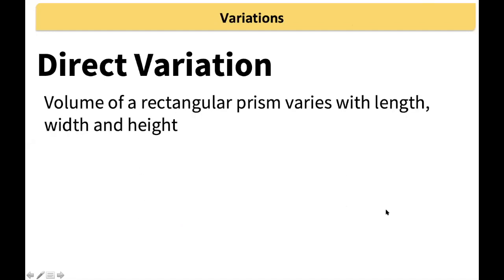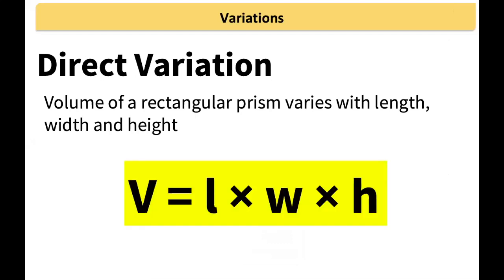Next example, volume of a rectangular prism varies directly with length, width, and height of the prism. Okay? So, paano to in equation form? Yun po yung imumultiply po yung length, width, and height. Diba po? Okay, so basically, ito lang yung formula natin for the volume of rectangular prism. Okay, volume is equal to length times width times height.